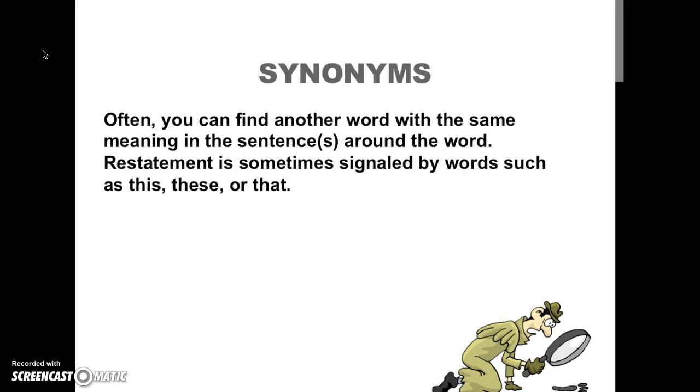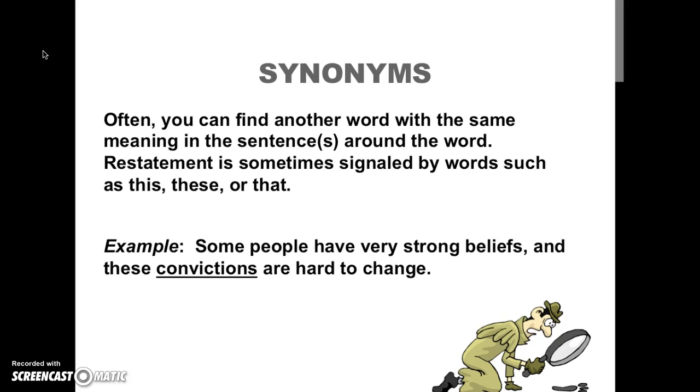First, synonyms. Often, you can find another word with the same meaning in the sentence around the word. Restatement is sometimes signaled by words such as this, these, or that. For example, some people have very strong beliefs, and these convictions are hard to change. Now, what word means convictions? If you see these, it means that there is a synonym. So, which word means convictions? Beliefs. Beliefs and convictions are synonyms.